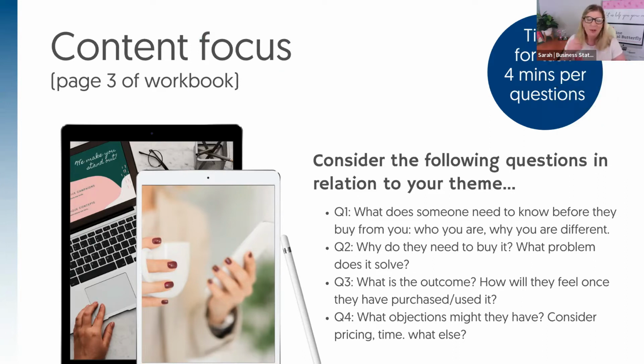Okay, so we're now going to move on to question 4. And this is the final question that's going to flesh out our monthly theme. And this one's really, really important because people will always have objections to buying from us. And it's usually around 2 things: money and time. And there are sometimes other factors, like they're unsure about us or the product or something like that. So you might want to consider those.